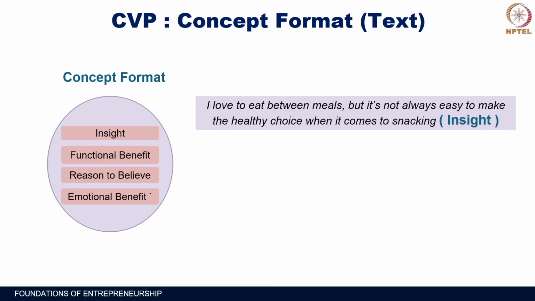I love to eat between meals, but it's not always easy to make the healthy choice when it comes to snacking. So this is a customer who is evolved enough to say, I am not the three-times-a-day eater, which is breakfast, lunch and dinner. I snack in between, and it's not easy to make this choice on health when it comes to snacking. But implicit in this line is, I am not going to give up snacking. Yeah, that is implicit in this line.